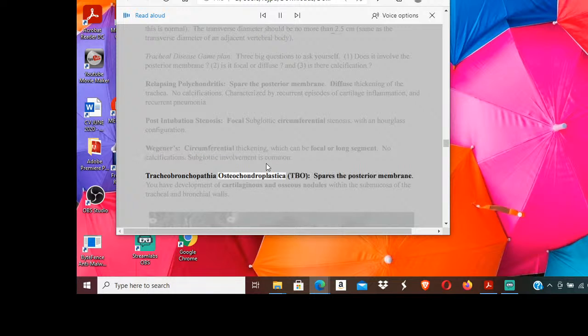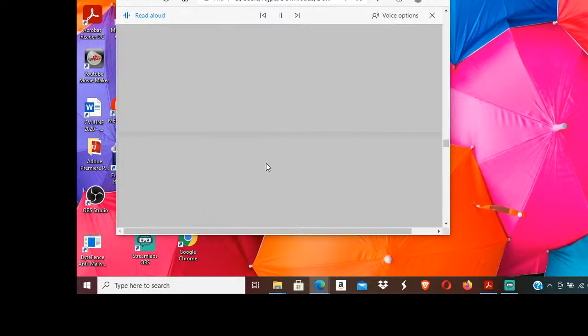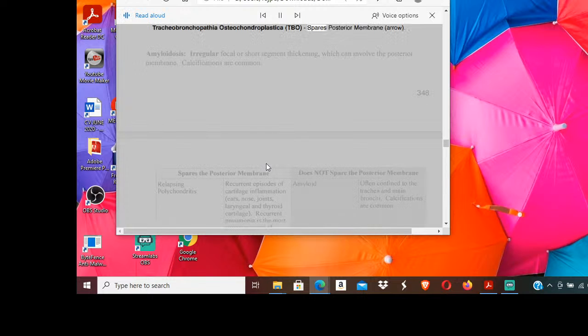Tracheobronchopathia osteochondroplastica, TBO, spares the posterior membrane. You have development of cartilaginous and osseous nodules within the submucosa of the tracheal and bronchial walls. Tracheobronchopathia osteochondroplastica, TBO, spares posterior membrane. Amyloidosis, irregular focal or short segment thickening, which can involve the posterior membrane. Calcifications are common.